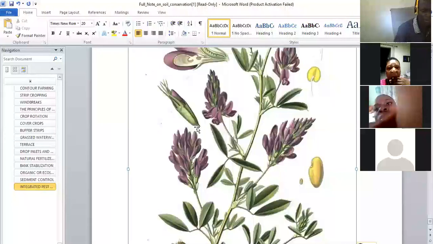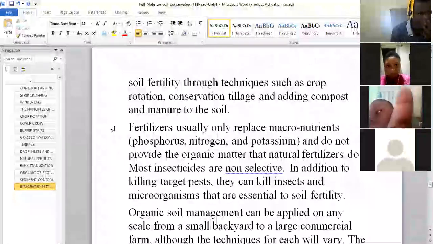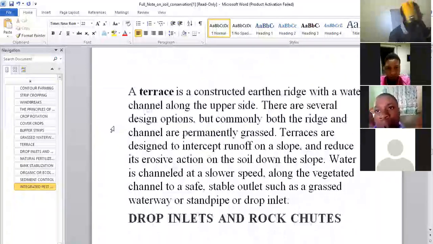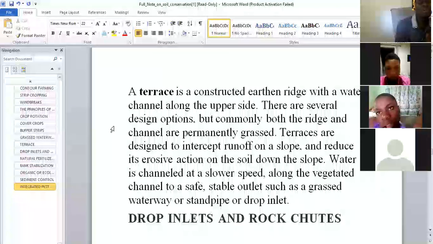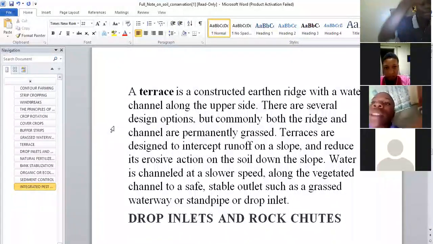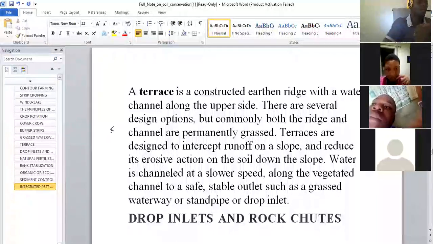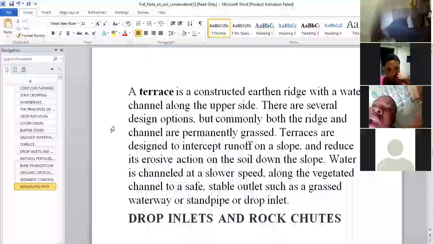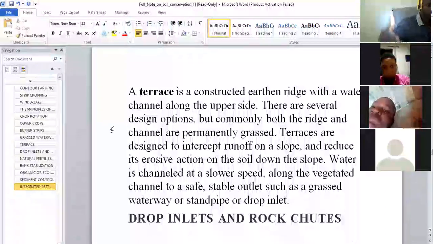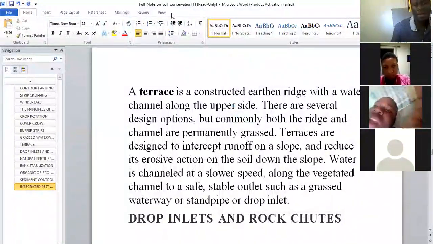Let's continue with our topic on terracing. Now, a terrace is normally an earthen ridge, with a water channel along the upper side. So, for instance, if we are farming on the mountain, you make channels or holes. You can even plant grasses along the channels or even in the holes that you make.